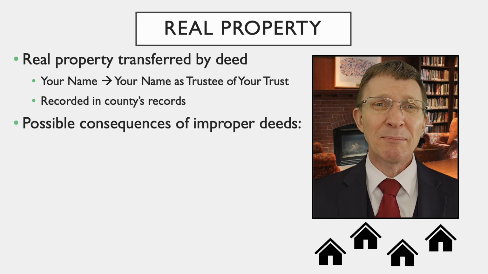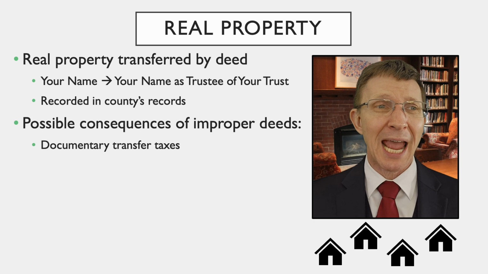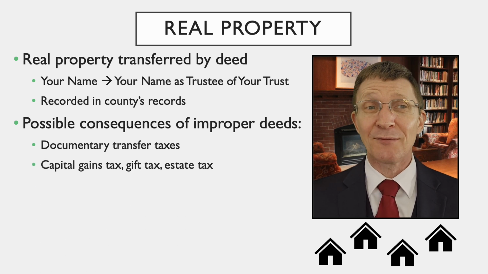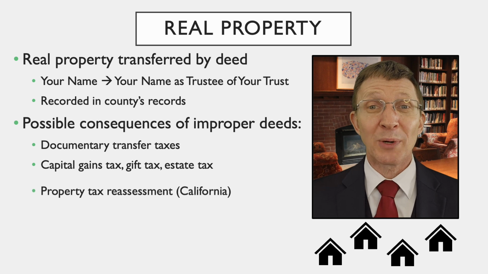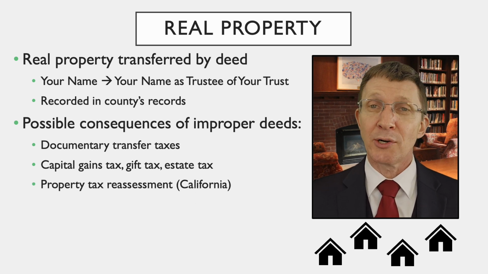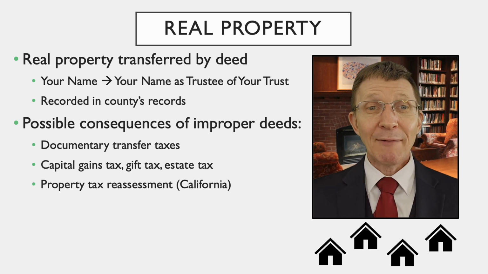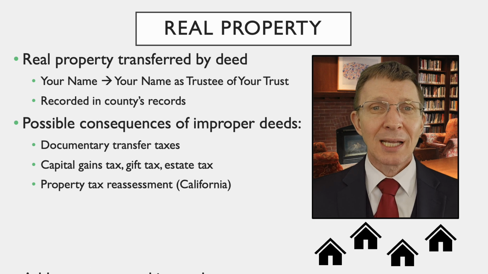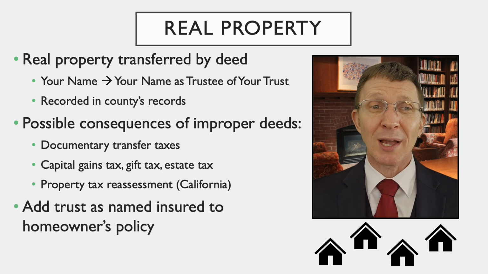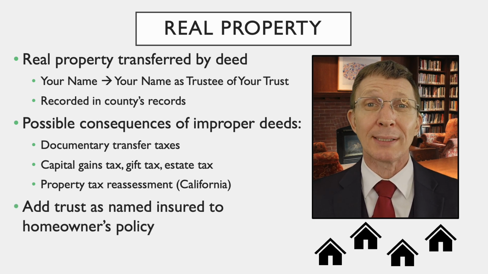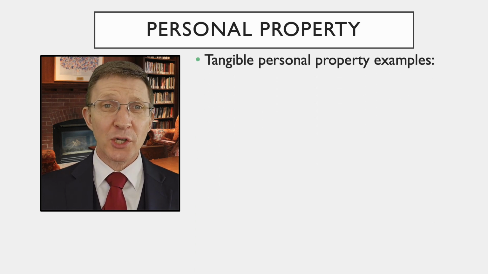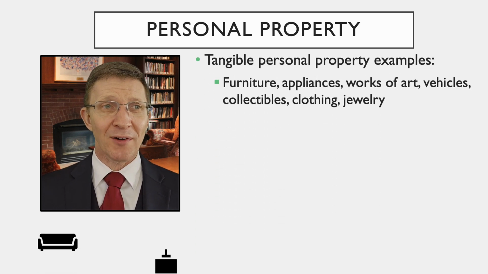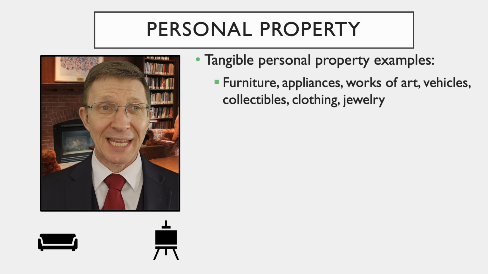For example, a deed might trigger documentary transfer taxes, capital gains tax, gift tax, or estate tax. In California, a deed error may also trigger reassessment and result in much larger property tax bills. After funding your property to the trust, contact your insurance company to add the trust as a named insured to your policy. Tangible personal property refers to such items as furniture, appliances, works of art, vehicles, collectibles, clothing, and jewelry.